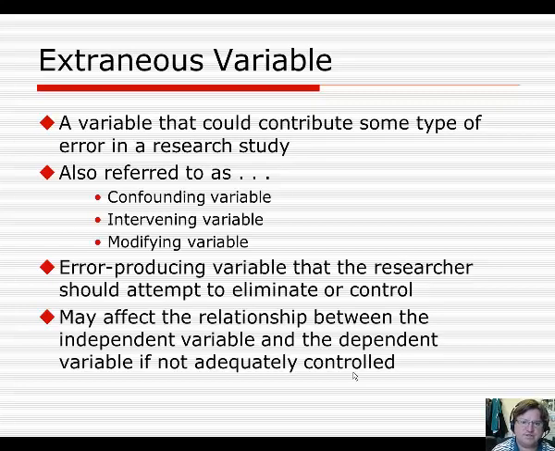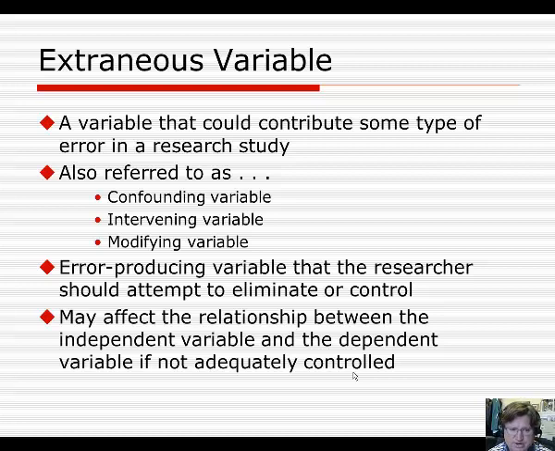Some other types of variables before we come back to the independent and dependent variable. Extraneous variables are variables that could contribute to some type of error in a research study. There are different names for these, such as confounding variable, intervening variable, or modifying variable. But these are error-producing variables that we should try to control if we can.